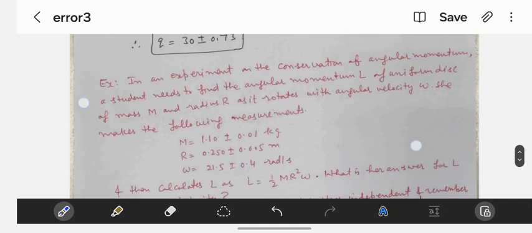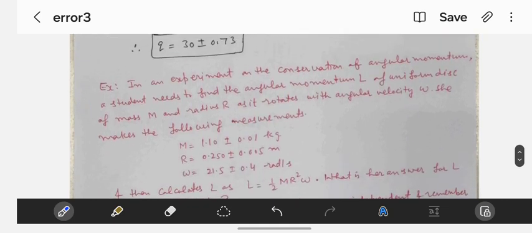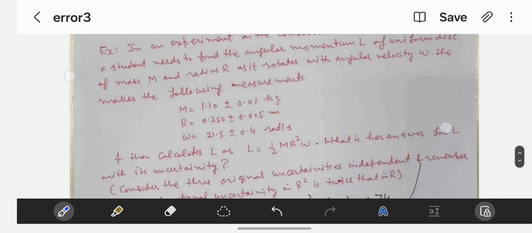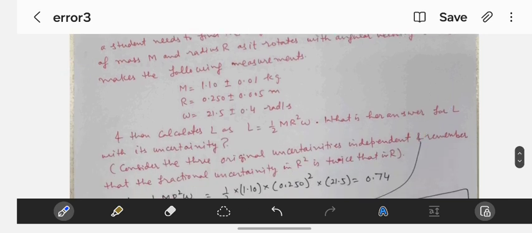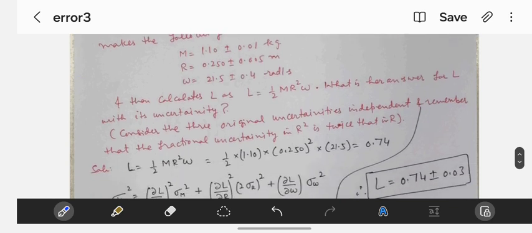And this is the last question, in an experiment on conservation of angular momentum. A student needs to find the angular momentum L of a uniform disk of mass m and radius r as it rotates with an angular velocity omega. She makes the following measurements. So m is given, r is given, omega is given. We know the angular momentum is m v r, and it can also be written as half m r square omega. Calculate L as L equals this. What is the answer for L with uncertainty?